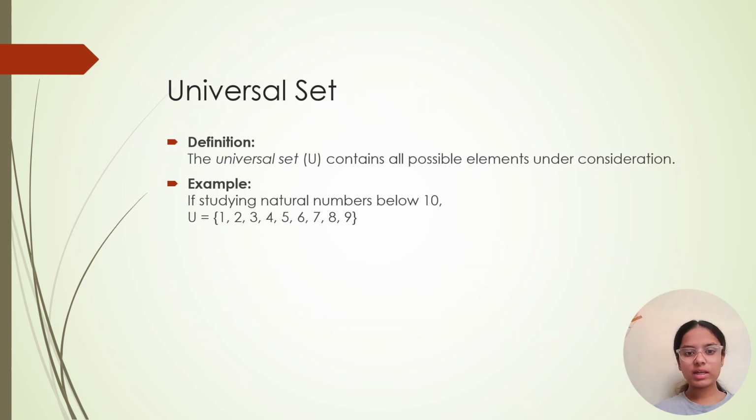Coming to the next slide, we have the universal set. We can define the universal set as the set that contains all possible elements under consideration. For example, if studying natural numbers below 10, we can say that the universal set equals 1, 2, 3, 4, 5, 6, 7, 8 and 9. So this is a universal set.